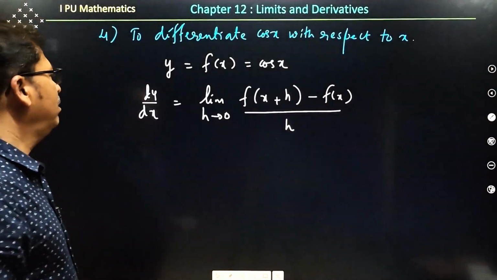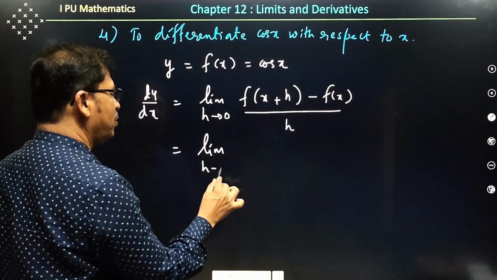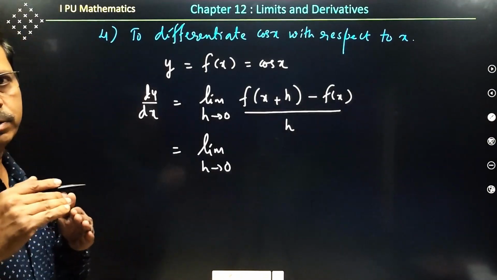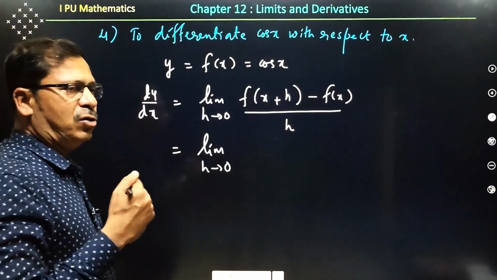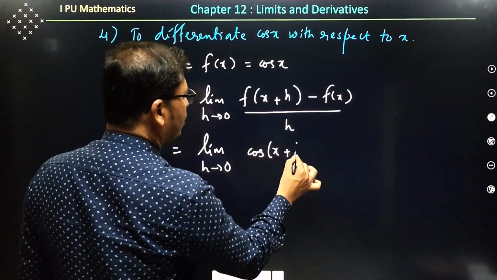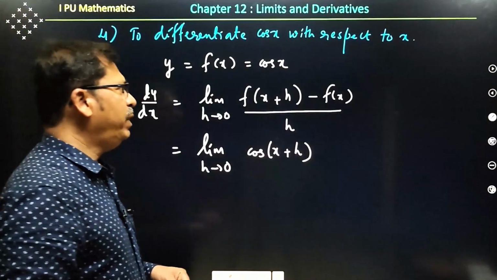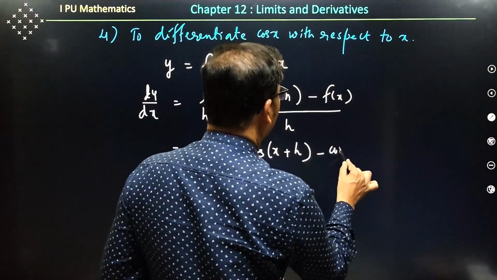Apply the rule. This is limit h tends to 0, f of x plus h, that is cos of x plus h. In this case I don't want to repeat more. Very easy. Minus f x is nothing but cos x.